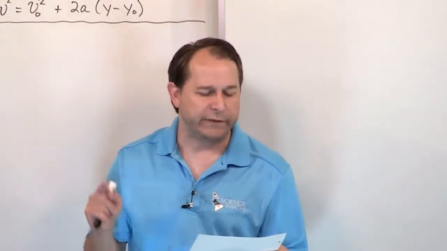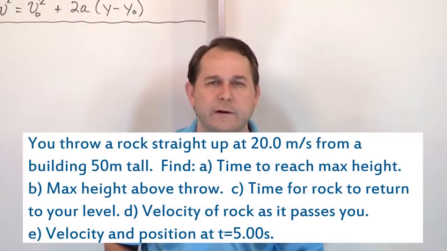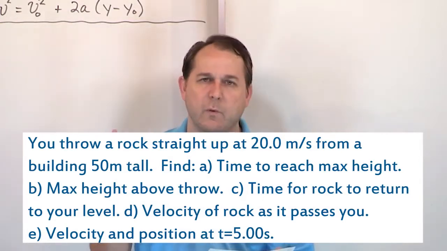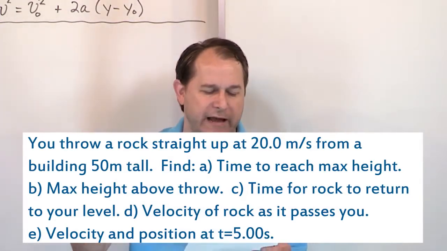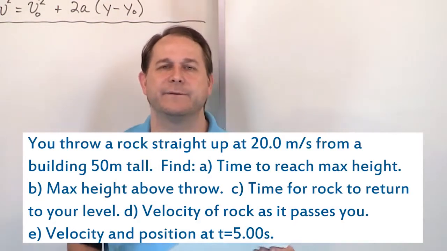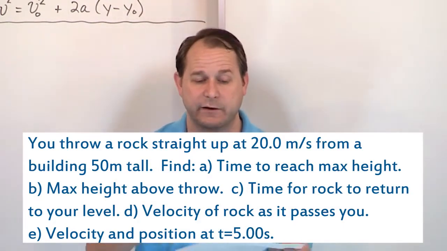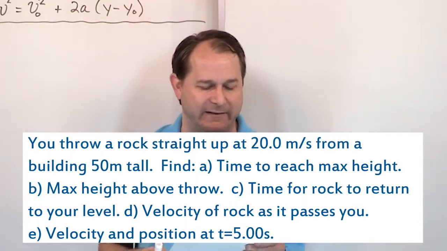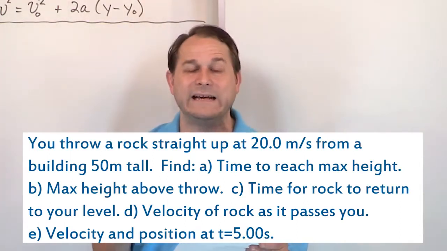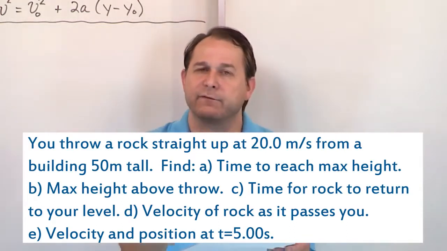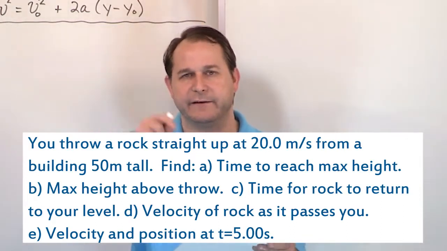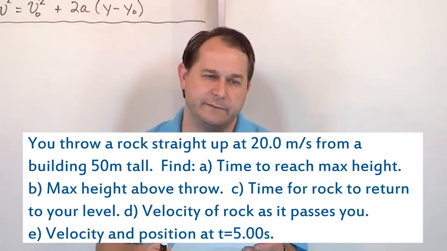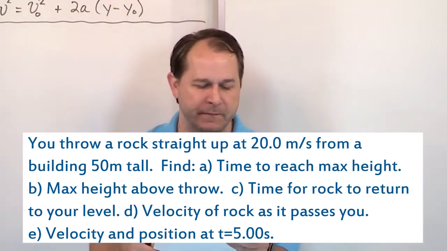It says we throw a rock straight up at 20 meters a second from a building that is 50 meters tall. We want to find the following things. Part A, what is the time needed for the rock to reach the maximum height? In other words, when it stops and then starts to go back down, how long does that take to get to the top, the max height? Part B, what is the maximum height above the throwing level? Because you're standing on a building, right? So in other words, from the top of the building.